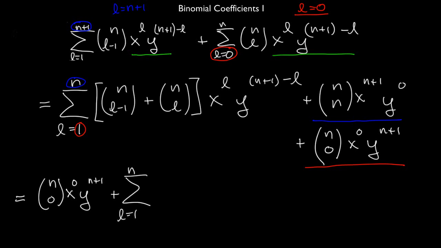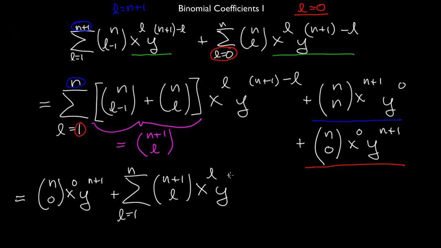And now here's the beautiful thing. This term in brackets is the Pascal identity. N choose L minus 1 plus n choose L is n plus 1 choose L. That's the Pascal triangle identity. So I can plug that in here, n plus 1 choose L. And then I have x to the L, y to the n plus 1 minus L. And then the last term is this blue term, n choose n, x to the n plus 1.